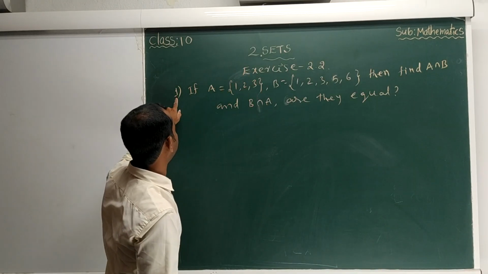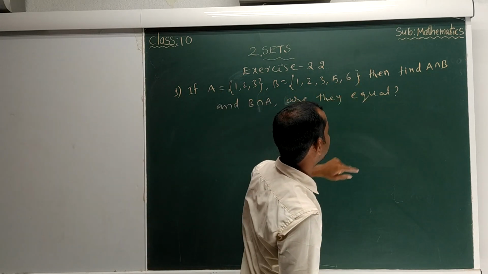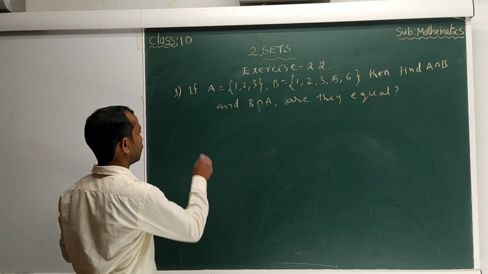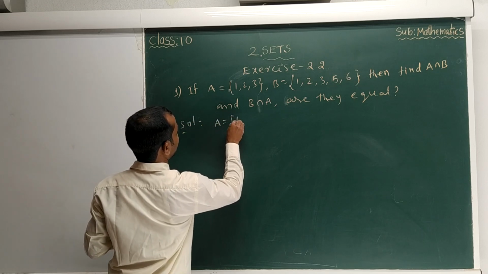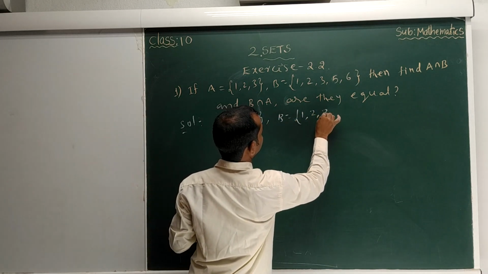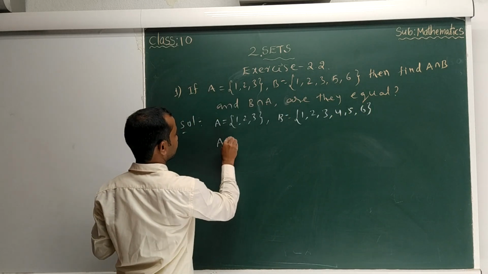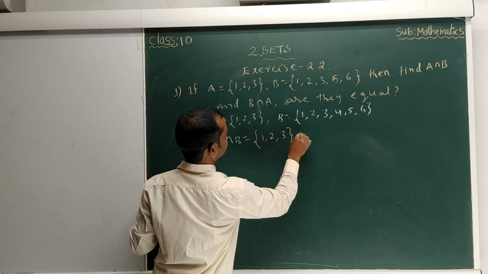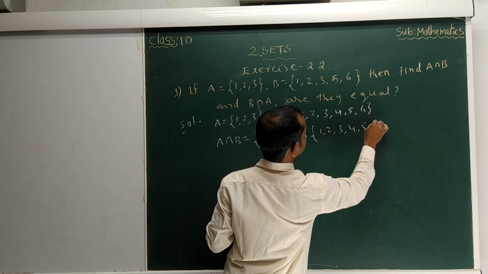Exercise 2, first problem. If A is 1, 2, 3 and B is 1, 2, 3, 4, 5, 6, then we can find A intersection B and B intersection A. Are both equal or not? So first one, A intersection B. First set A is 1, 2, 3. Intersection set B is 1, 2, 3, 4, 5, 6.